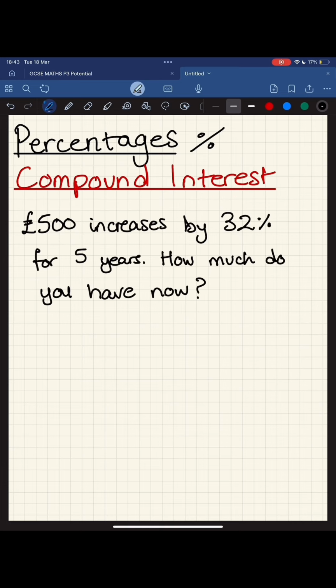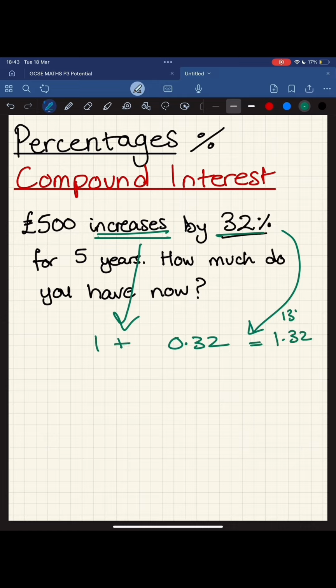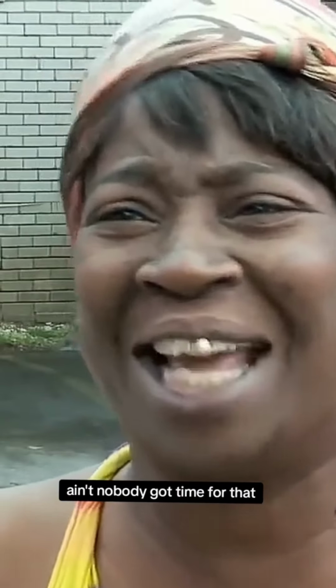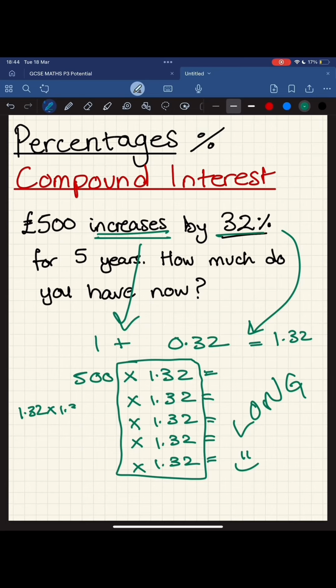In compound interest, we look at how much an amount increases or decreases by a percentage over a number of years. 32% we know is 0.32 as a decimal, and if we're increasing, we add 1 to that, making 1.32. So usually we do 500 times 1.32. But because this happens for 5 years, we'd have to multiply by 1.32 5 times. Ain't nobody got time for that. So instead, just like multiplying by 1.32 twice is squaring, I can do 1.32 to the power of 5.